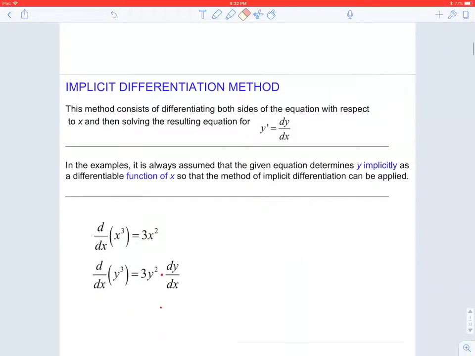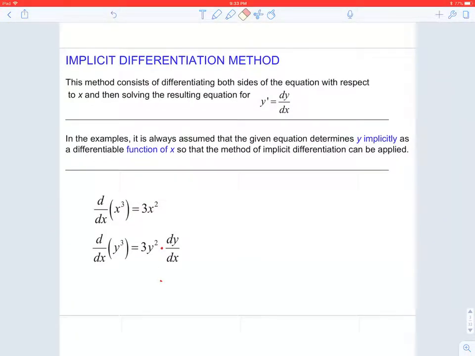Implicit differentiation. This method is telling me that I have to differentiate both sides of the equation with respect to x, and then solve the resulting equation for the derivative of y, dy dx. We have to always remember that y is a function that depends on x, f of x. We will not explicitly see the formula for y. However, we have to remember y depends on x, and we're looking for dy dx.